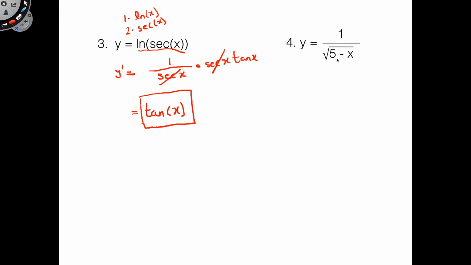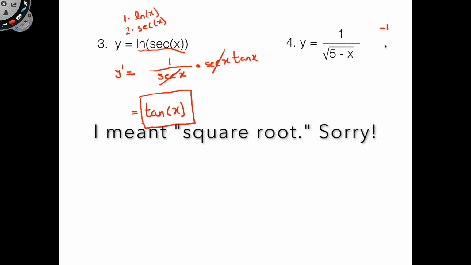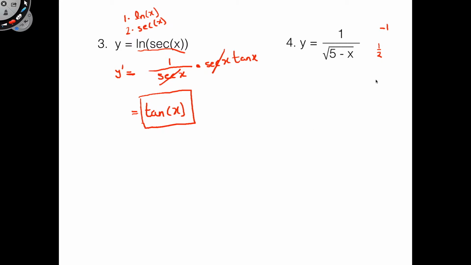But for now it's really of no significance. So last but not least, this is one that's going to be a little bit more challenging because it might take a little bit of rearranging to see what's going on here. So let's rearrange this function. Again, 1 over something just means you're raising something to the negative first power, and whenever you have a square root, that means you're raising it to the 1/2 power. So putting these two together, this is really y equals 5 minus x to the negative 1/2.